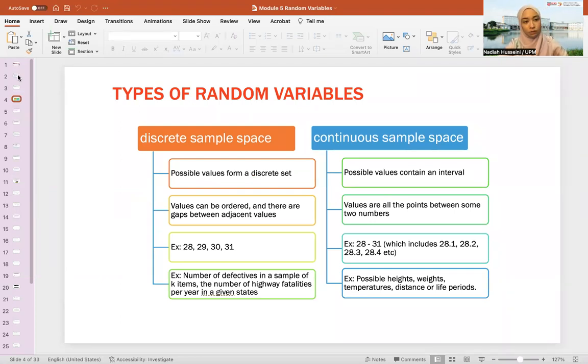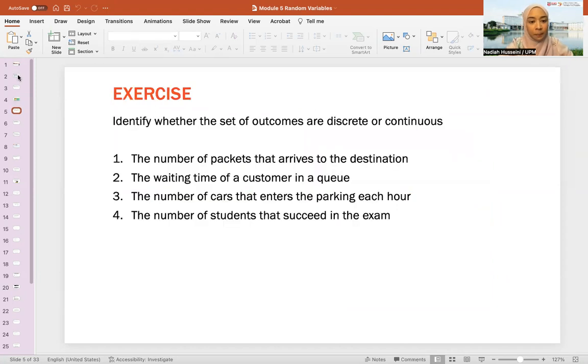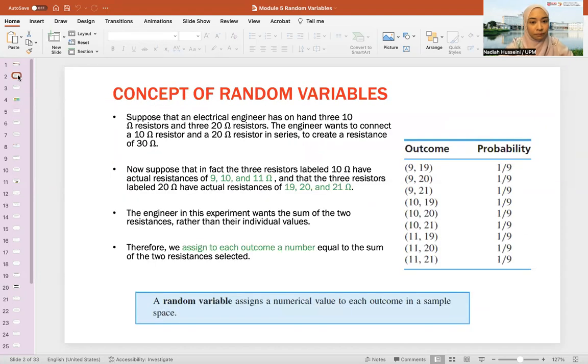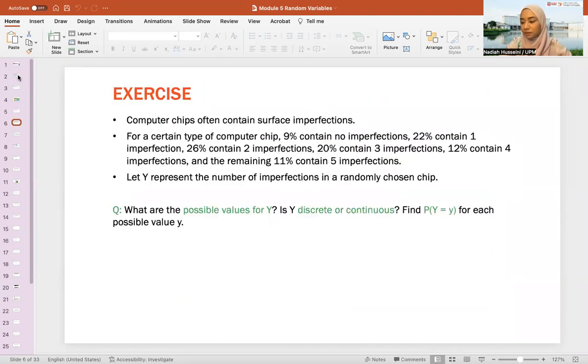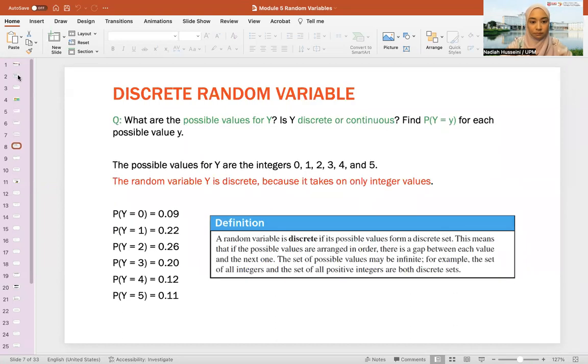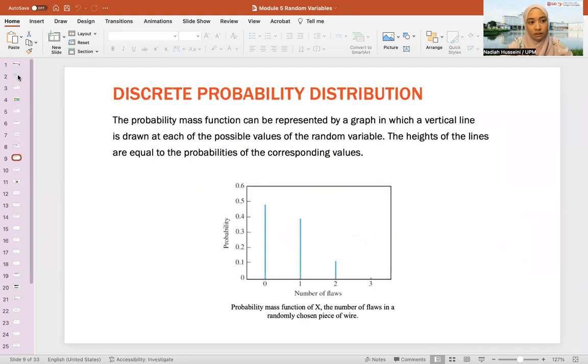So we know that we have two types of random variables, discrete sample space and also continuous sample space. Now what is that? Go over your notes again. So this is the graph for a discrete random variable, the discrete probability distribution for a random variable.